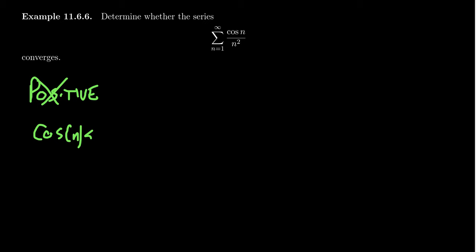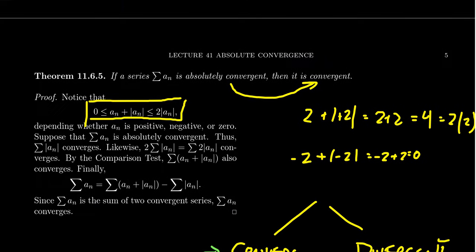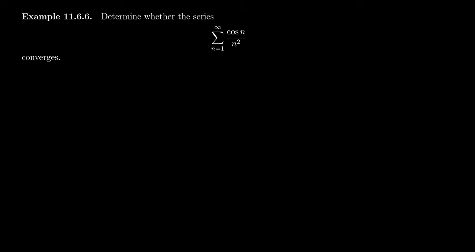So what do we do instead here? Well, to show the convergence of this series, I recommend using the absolute series. We can think of this previous theorem if we were to switch it around. Notice we see here that absolute convergence implies convergence. And so, kind of like how we have the divergence test, we could talk about the test for absolute convergence. If we prove the series is absolutely convergent, then it's convergent.